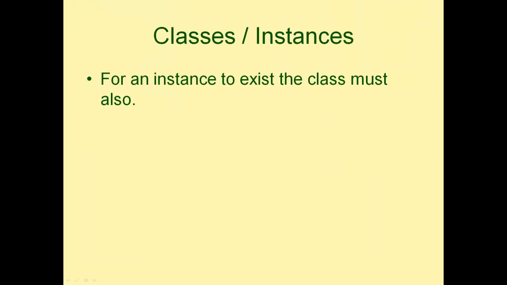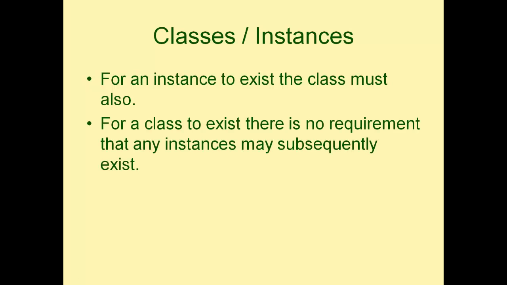So let's look more about classes and instances, how they differ. Well, an instance can exist only if that class exists. So an instance is an example of a class. That's why I like to call the word template as another way of describing a class, because a template is something that you make other things from. If you don't have a template, you can't make instances of it.